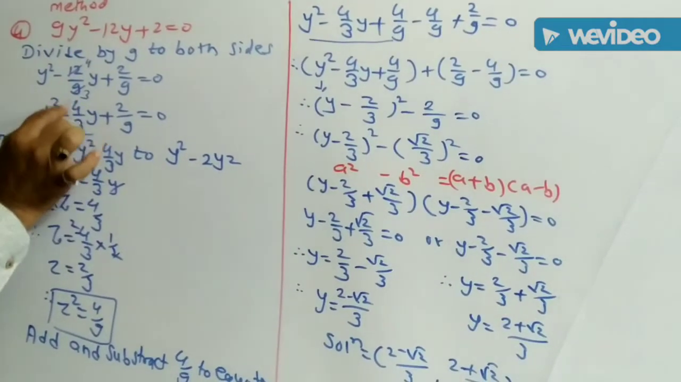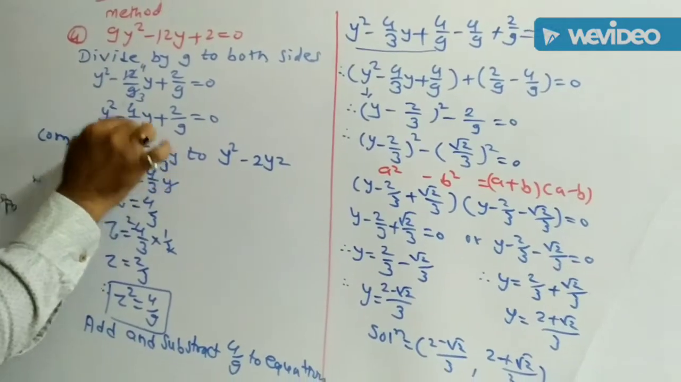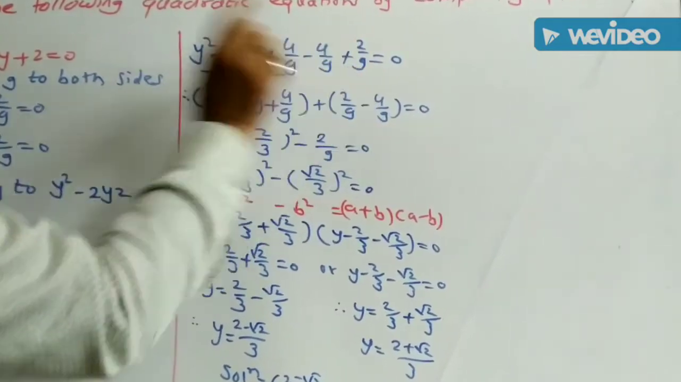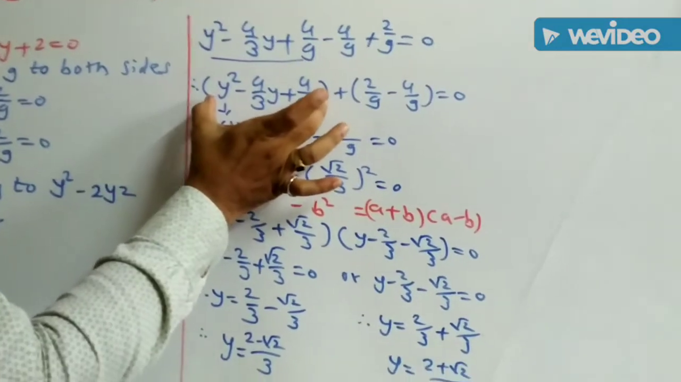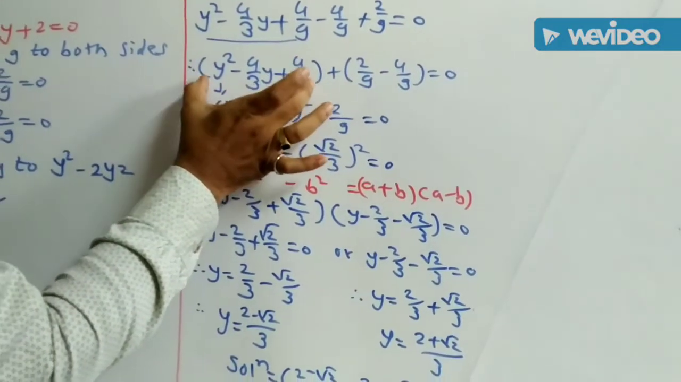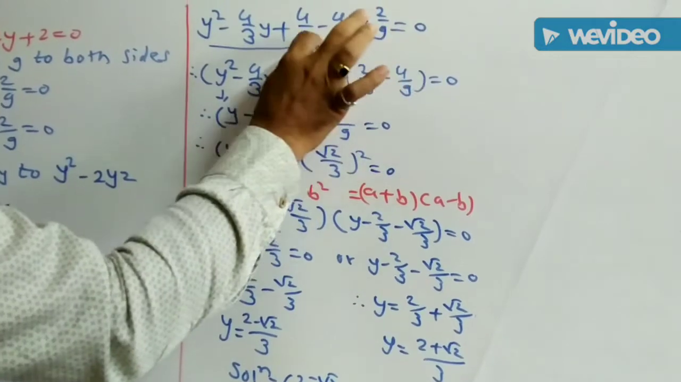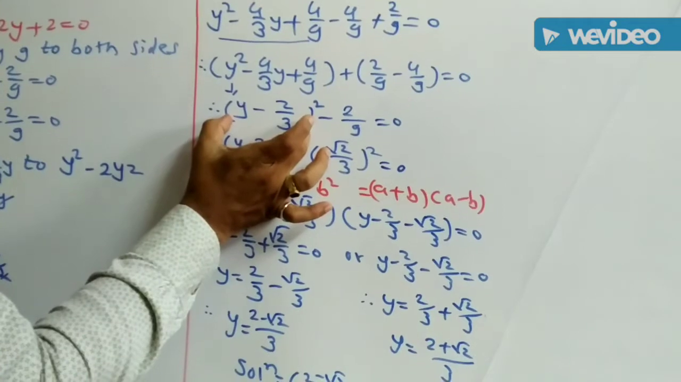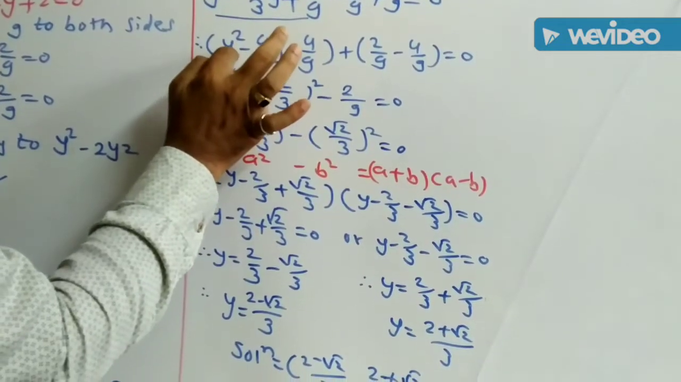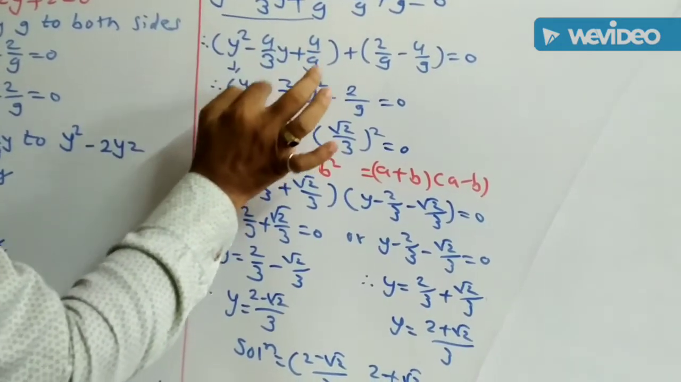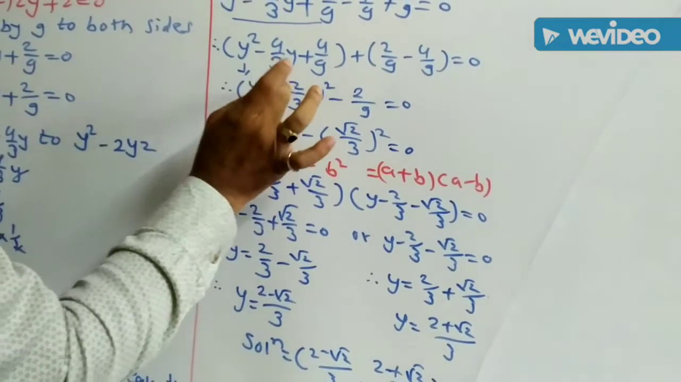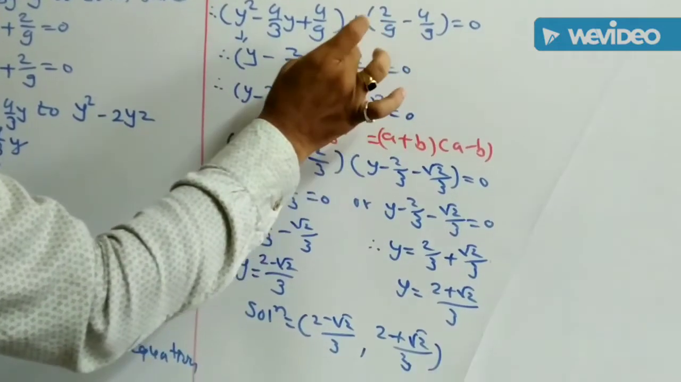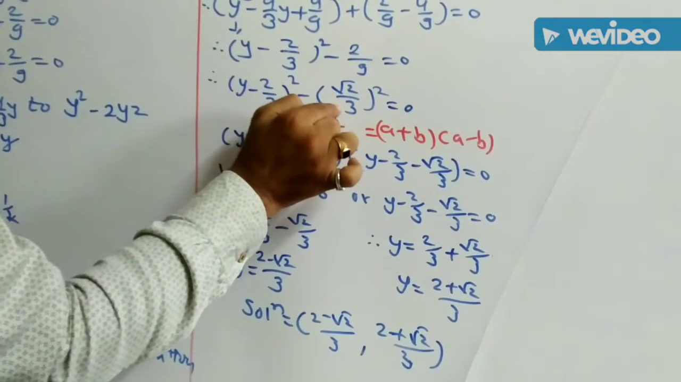y square minus 4 upon 3y, now plus 4 upon 9 minus 4 upon 9 plus this third term, sorry, 2 upon 9. Now the group of the first three terms we write in a bracket, and I adjust this 2 upon 9 minus 4 upon 9. Now it is the expansion of the bracket, y minus 2 upon 3, bracket square. How do we find it? Write the square root of the first term, the sign of the middle term, the square root of the third term, 2 upon 3, bracket square. Solve this, we get minus 2 upon 9.